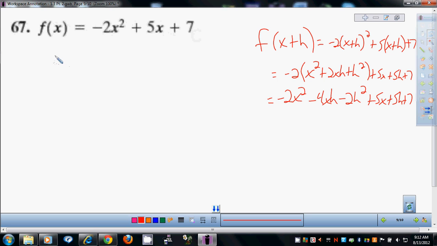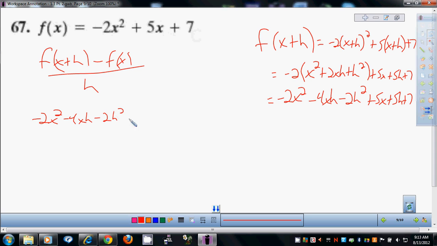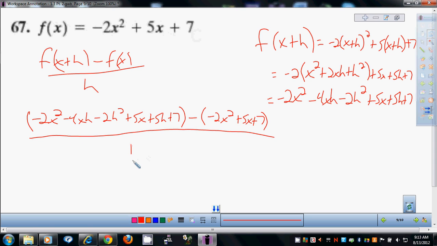So here I go. F of x plus h. I'll write it out here again in case you didn't see it in the last slide. Here's what we're plugging it into. So f of x plus h: negative 2x squared minus 4xh minus 2h squared plus 5x plus 5h plus 7, minus f of x, all over h. Now again, if you did this correctly, everything on the right hand side should cancel.